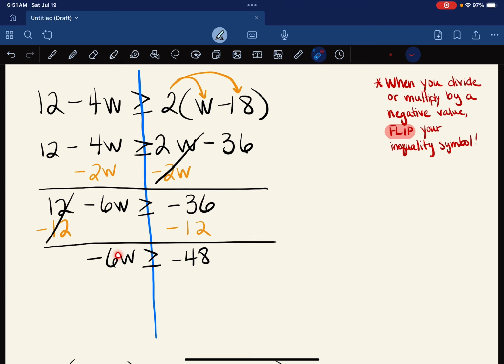When you have a number value and a variable side by side, they're stuck together with no symbol. That just means multiply. The opposite of multiply is divide. So we're going to divide both sides of our inequality by this negative 6.